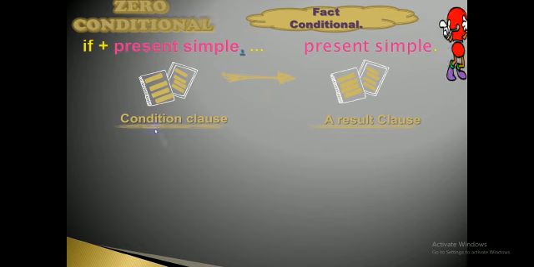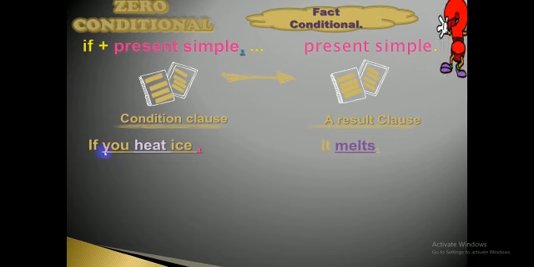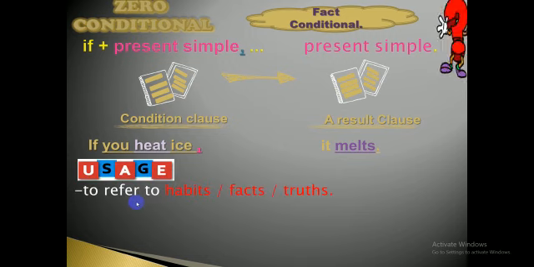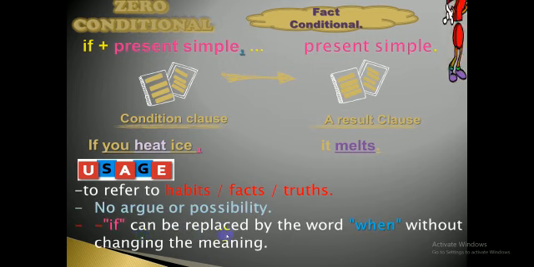Why do we use it? Look at this sentence. If you heat ice, it melts. Once more, if you heat ice, it melts. The condition is that you heat ice. What's happening? It melts. So the result depends on the happening of the condition clause. Okay, so when exactly do we use 0 conditionals? We use it mainly to refer to habits, facts, and truths. These are things you can't argue about. There is no possibility. The result will always happen. If can be replaced by the word when without changing the meaning.